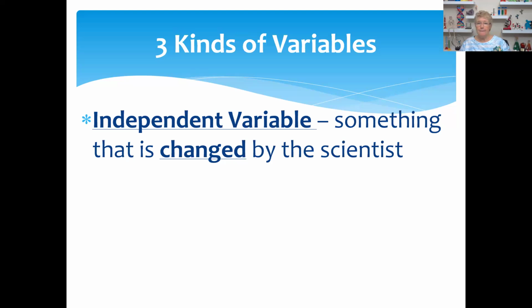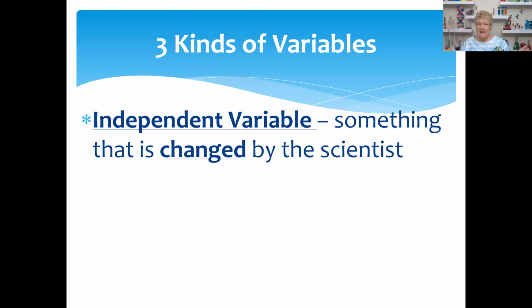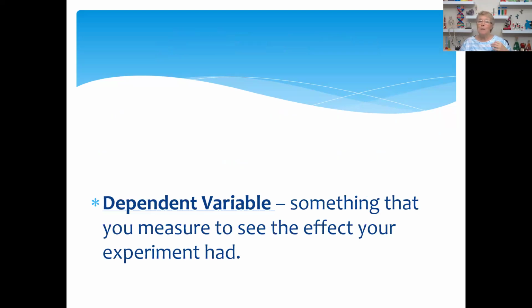Josiah. We're changing the fuel from coal to this new synthetic fuel. Exactly. So the fuel is going to be our independent variable. That's what we're changing. The dependent variable is what we measure to see the effect that our experiment had. What is it here? What are we going to measure in this experiment? Luke? The temperature. Absolutely. We're going to measure the temperature of the fire. We're going to see if it's burning hotter.